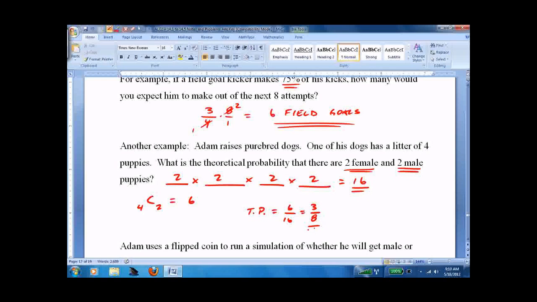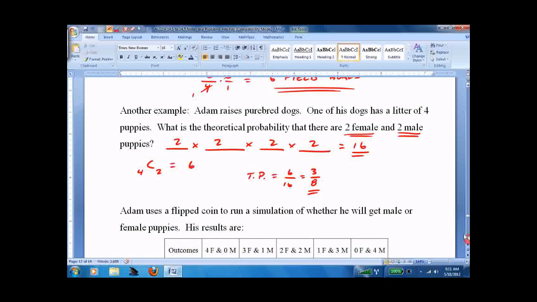So that seems a little counterintuitive, which makes sense. It's not always going to be what we think. That's why we blast out the math. 2 female and 2 male, oh, you should say that's a 50% chance of that. Well, it turns out there's only a 3 out of 8 chance of that. It's just not as likely as you think.